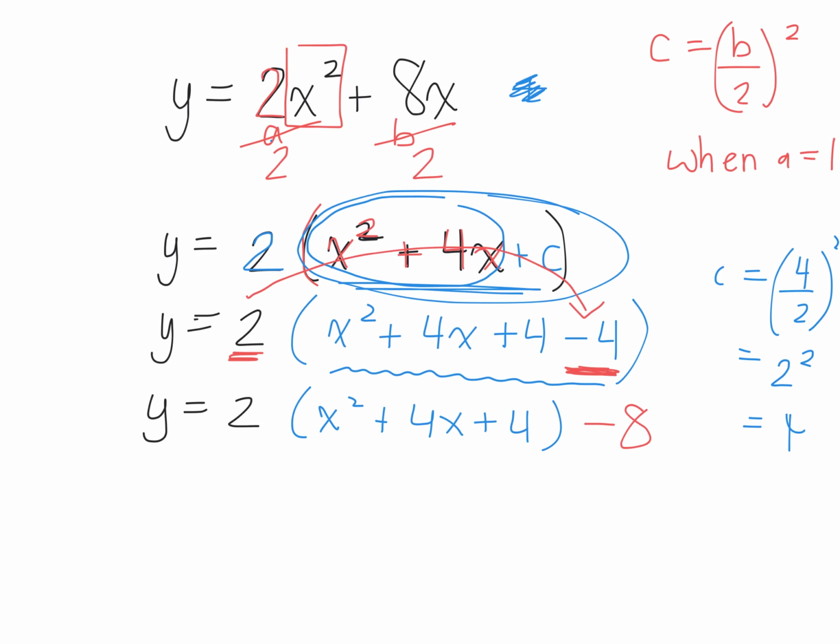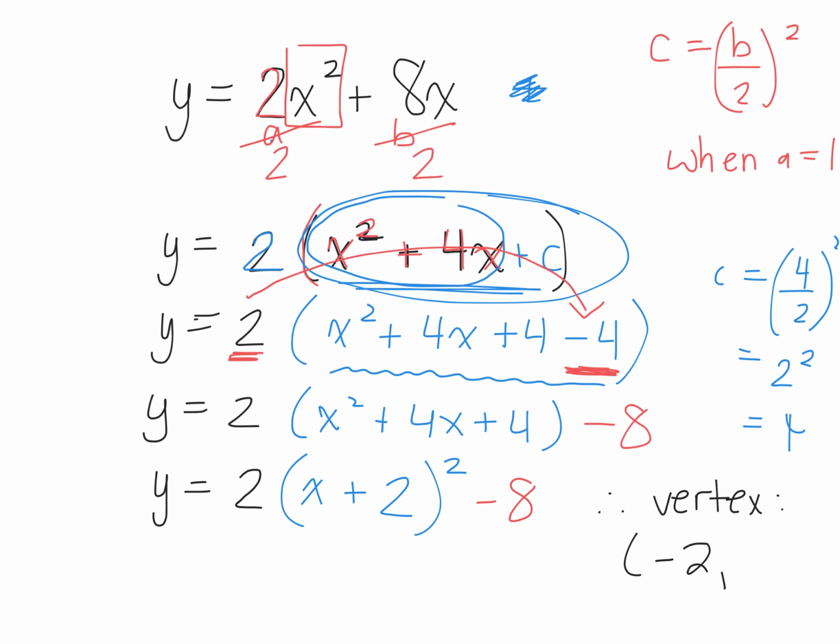Okay, so now let's factor our perfect square trinomial. We still have the 2. What is x squared plus 4x plus 4 in factored form? X plus, what's the square root of 4? Write it twice, we square it, simplify it, minus 8. So therefore, where is the vertex located? Negative 2, negative 8.